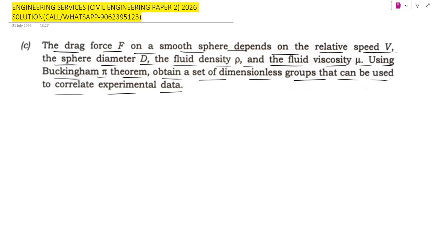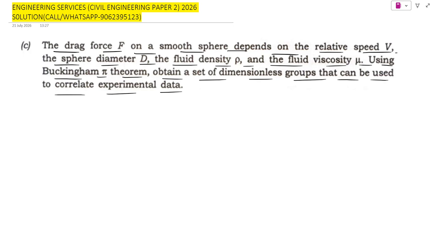Okay, so relative velocity V, sphere diameter D, fluid density rho, and fluid viscosity is mu. Now, imagine you want to test a huge ship. Can you build a real ship every time? No, right? So instead the engineers make a small model, and the question is like, how can a tiny model predict the behavior of a giant ship? The answer is the dimensional analysis. And if the important dimensionless numbers remain the same, the model behaves exactly like the real structure.